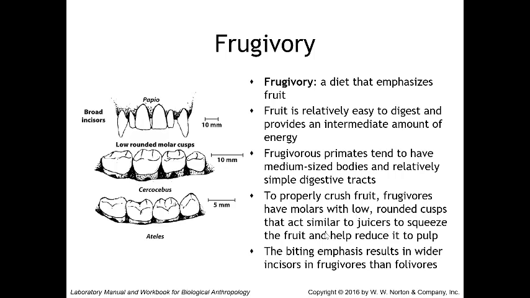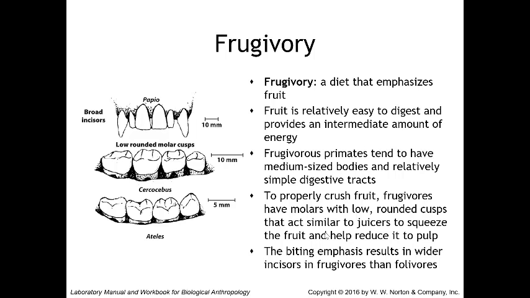In order to properly crush fruit, frugivores will have molars with low rounded cusps that act similar to juicers, to then squeeze the fruit and help reduce it to a pulp. So I think of it as like orange juicers. They have that mound, and if you've ever gotten an orange, you just rub it on top of that, and you extract all the juice and all the pulp as much as possible.